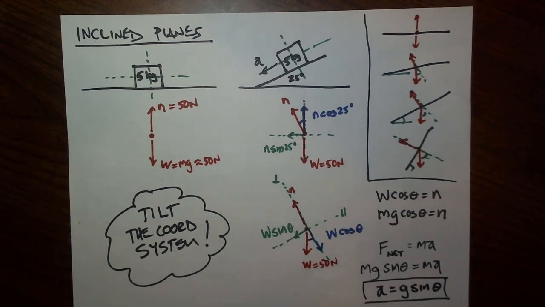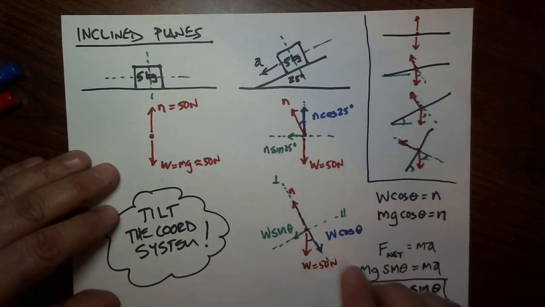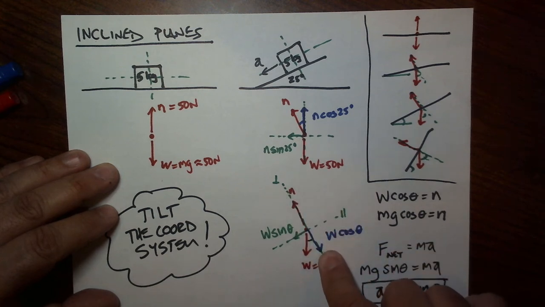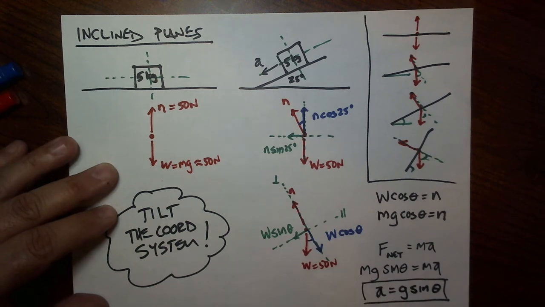All right, that should get you started with inclined planes. You tilt the coordinate system, you componentize the weight into two pieces. Normal will always balance out the piece that is perpendicular, and the remaining piece that is parallel to the plane is what causes your acceleration.